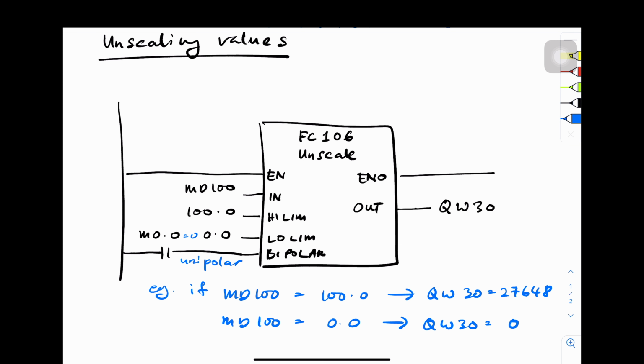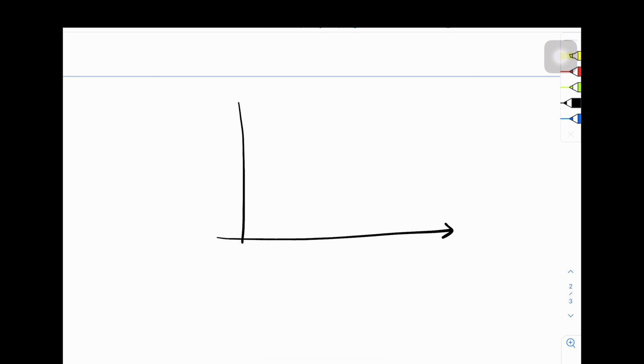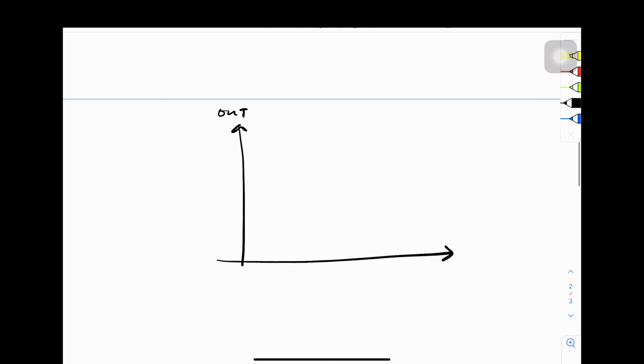What does unipolar mean? Unipolar means like this. This is the out and this is the in. If we set the in between 0.0 and 100.0, the out will be between 0 and 27,648.